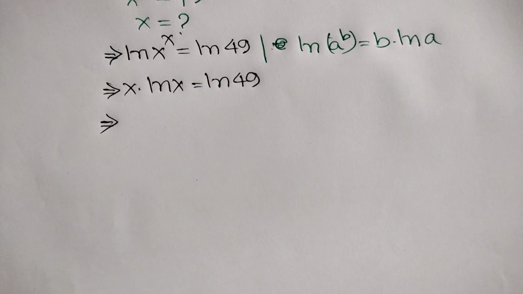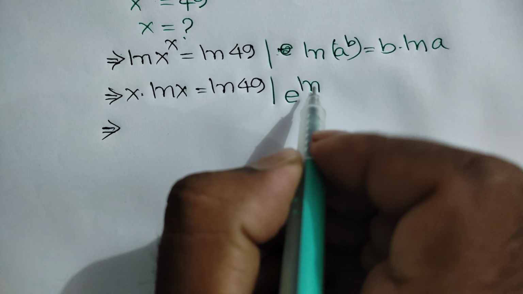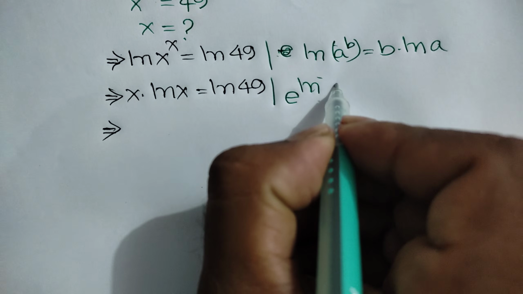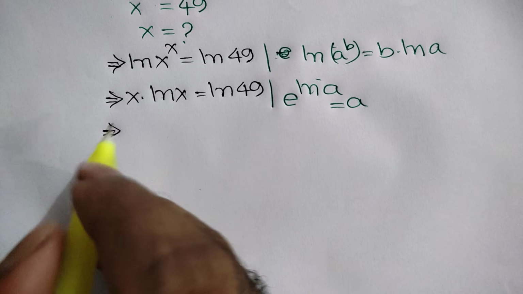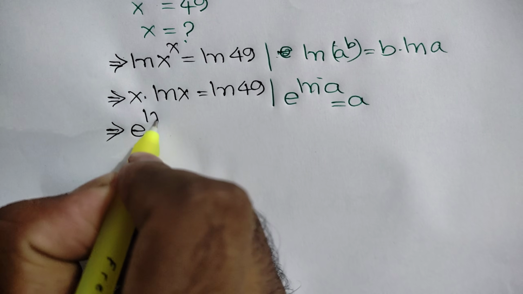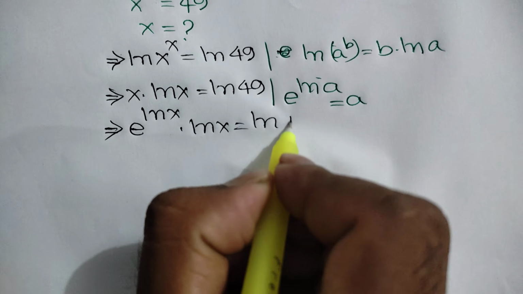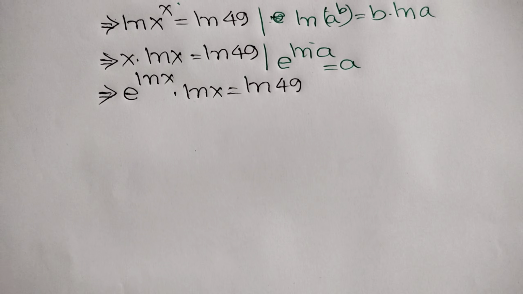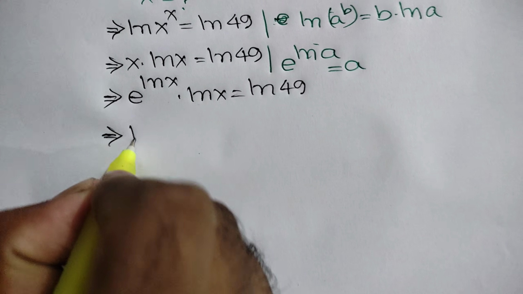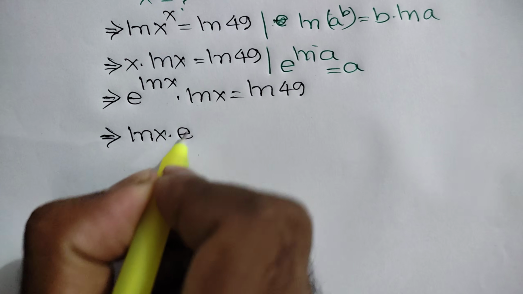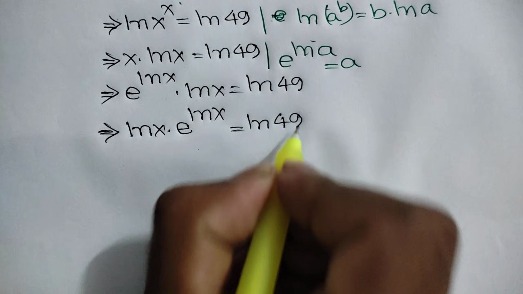Again, we know that e to the power ln of a is equal to a. So this x can be written as e to the power ln of x, times ln of x, is equal to ln of 49. Now rearranging the left side, we can write ln of x times e to the power ln of x is equal to ln of 49.